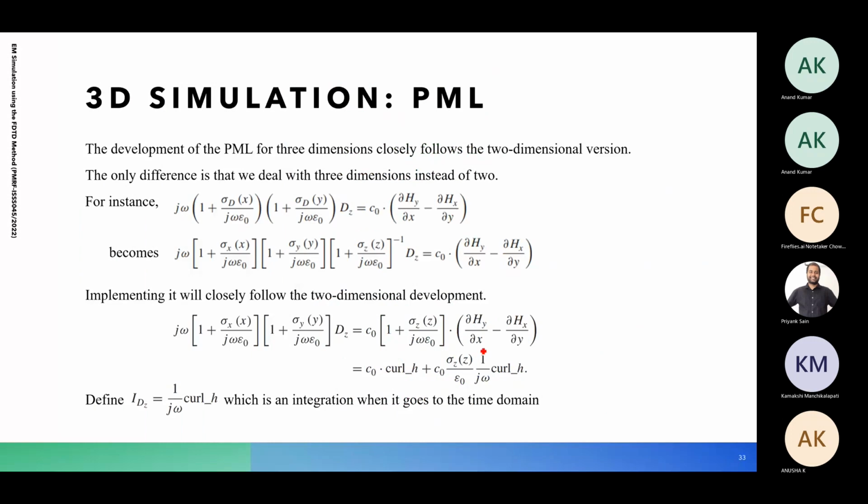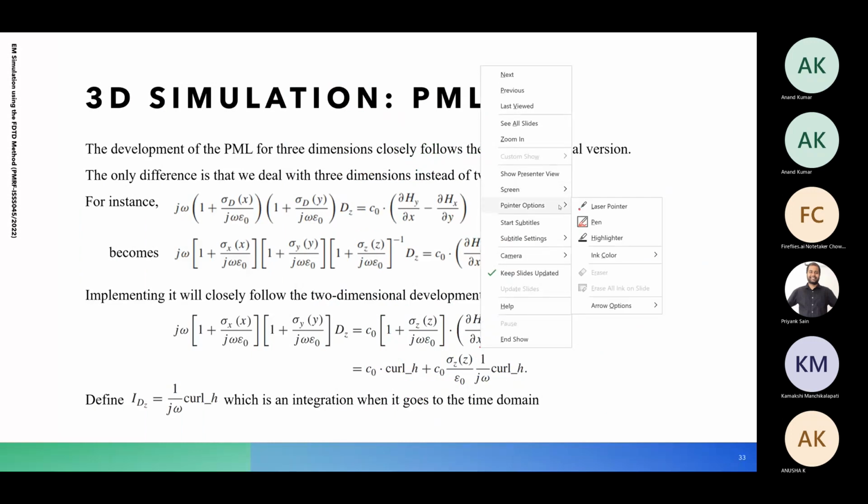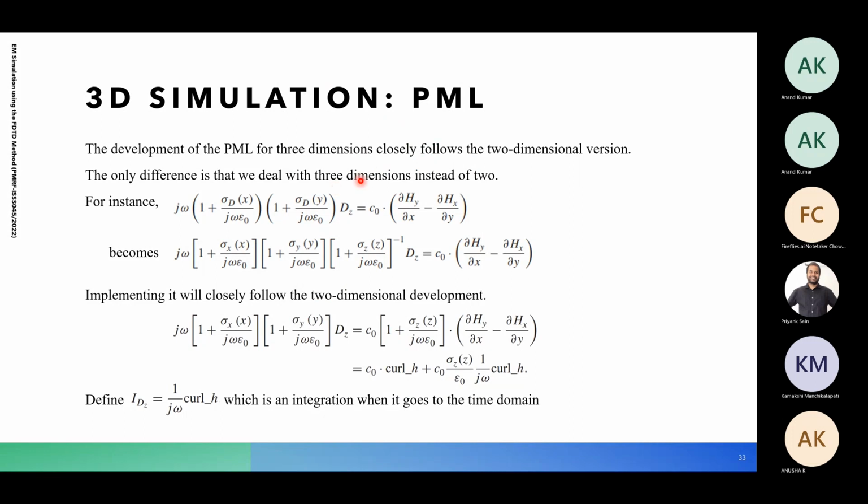So coming to PML, the formulation is again the same as the one we did for 2 dimensions, but since now we have 3 dimensions, we will have one more term. If you recall, for 2 dimensions, the PML formulation had these two terms over here, and now since we have 3 dimensions, we have one more term, and in this case, this becomes the inverse term over here, and the right hand side dimension.